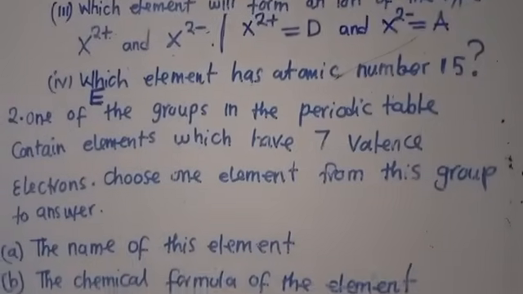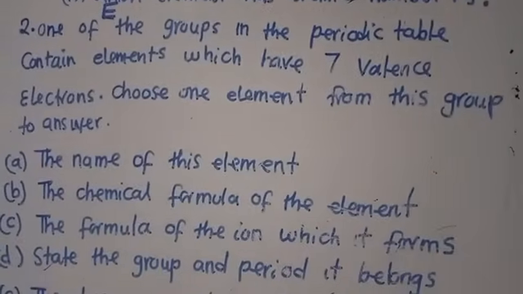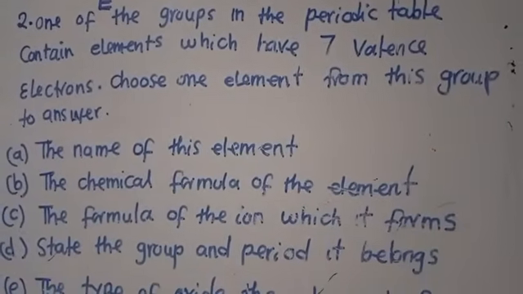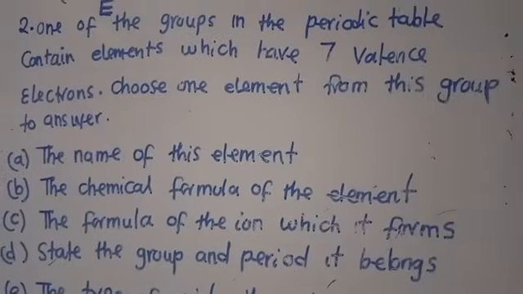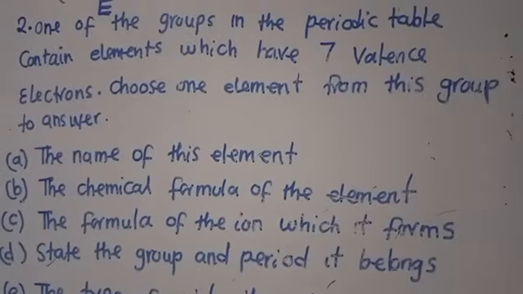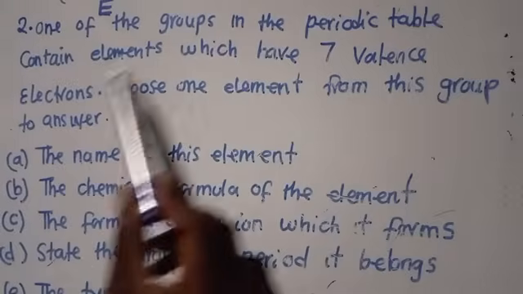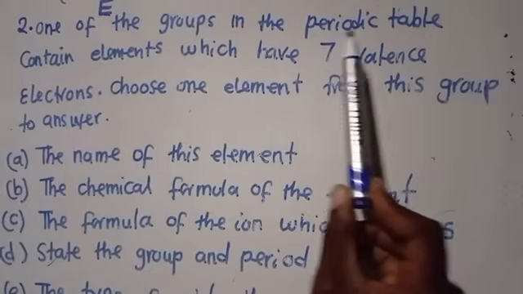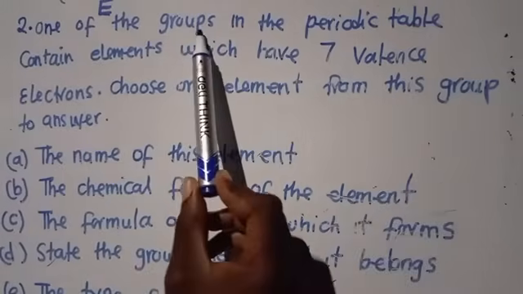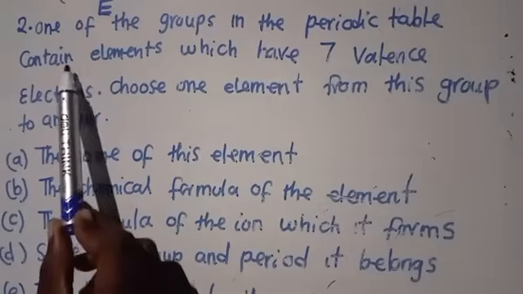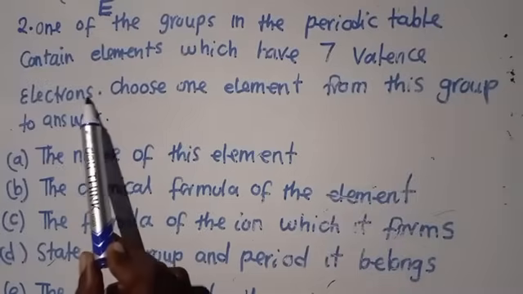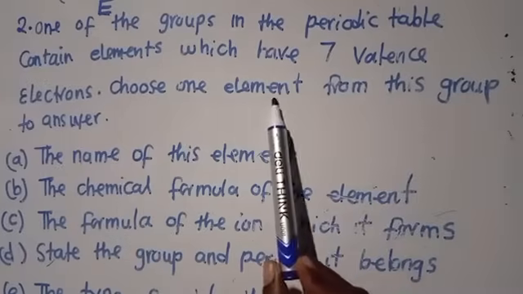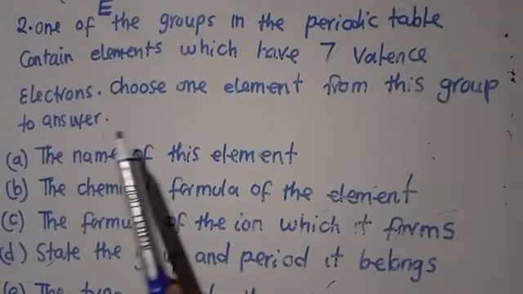Let us go to question 2. We move to question 2. Hope everyone is able to see it. This is question 2 that I've just displayed here. One of the groups in the periodic table contains elements which have 7 valence electrons. Choose one element from this group to answer.